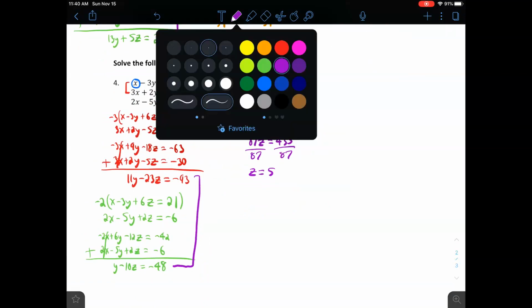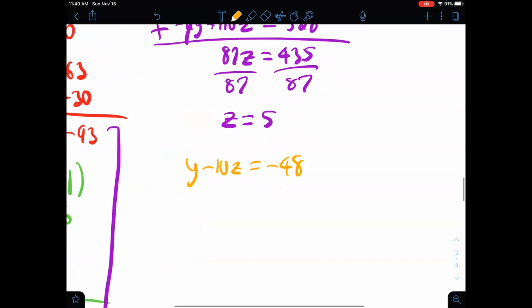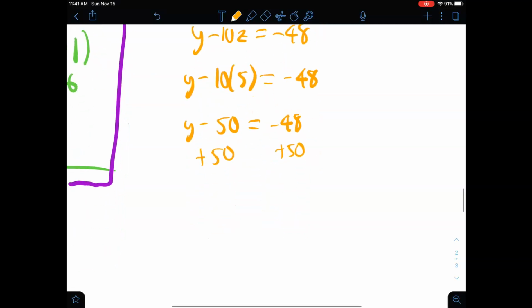What do we do next? Well, now we got to take that z equals 5 and plug into one of these other two equations to solve for y. So which one would be easier to plug into? I would say probably this one because it's got a 1y, which is really nice. So we got y minus 10z equals negative 48. We're going to plug in 5 for z. So we got y minus 10 times 5 equals negative 48. Y minus 50 equals negative 48. Add 50. Y is going to be equal to 2.